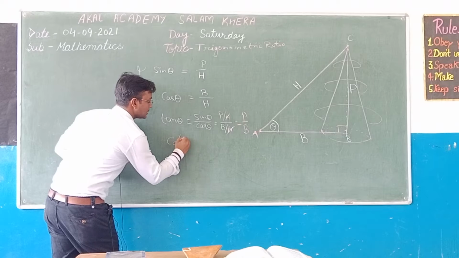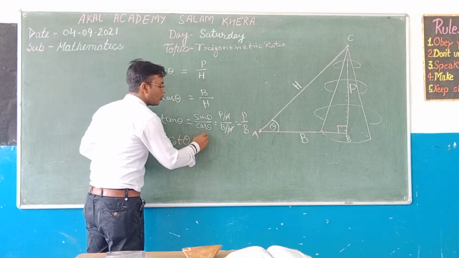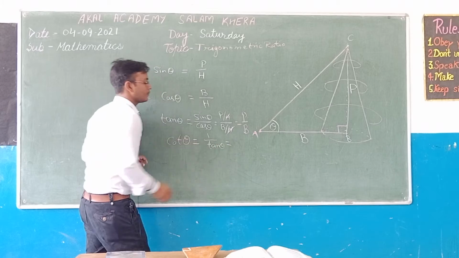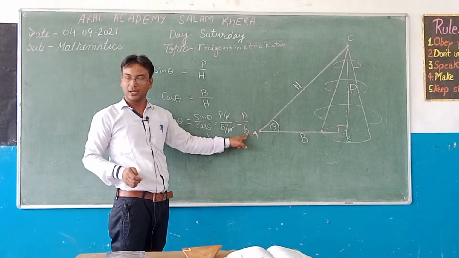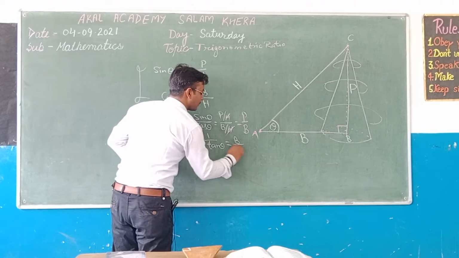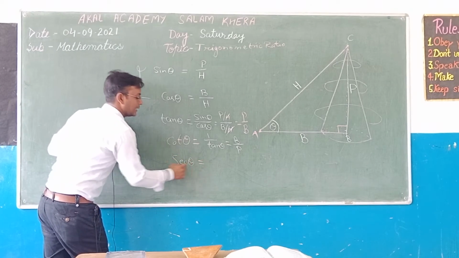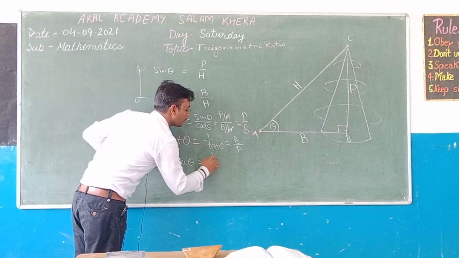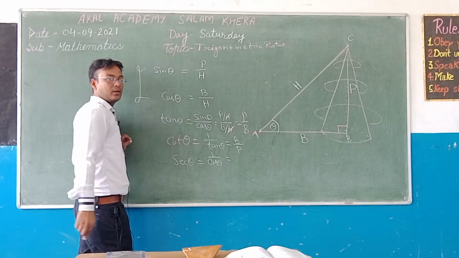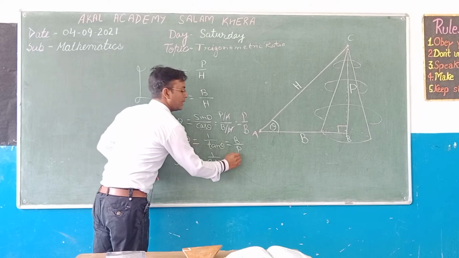Fourth is cot theta. Students, cot theta is the reciprocal of tan theta. It means you can write it as 1 by tan theta. And what value do you have for tan theta? Perpendicular by base. So we can write cot theta as base by perpendicular. Fifth ratio we have secant theta, and secant theta is the reciprocal of cos theta. Cos theta is base by hypotenuse, so secant theta will be hypotenuse by base.